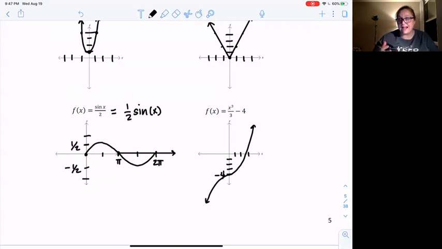Now, what about this last one? So you had x cubed over 3 minus 4. So that minus 4, hopefully you recognize, is going to shift it down 4. And then that divided by 3, that's going to actually stretch it out a bit, right? So it's going to create a little bit of a wider graph.